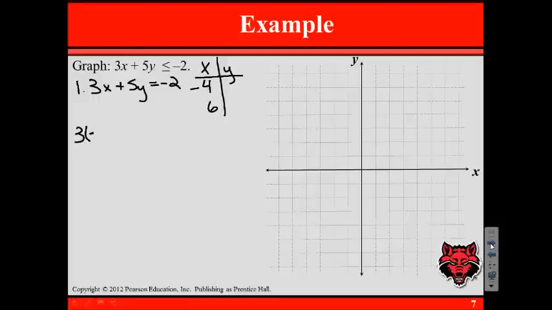So starting with -4, we replace x with a -4. 3 times -4 is -12. So we have -12 plus 5y equals -2. We then add 12 to both sides.